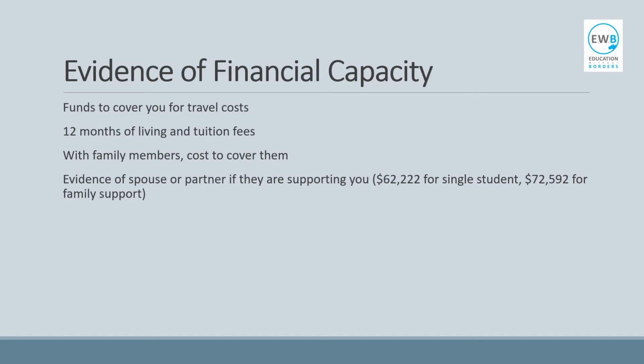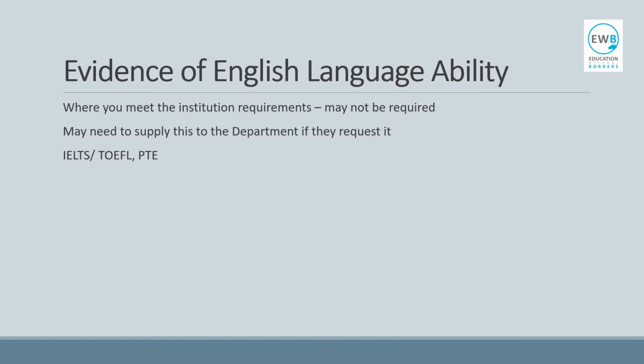Or if you are coming out with your family, you need to demonstrate that the person that is sponsoring you has at least 72,592 Australian dollars available to them in income to be able to support you and your family during your first 12 months here in Australia. You may need to demonstrate evidence of your English language ability.